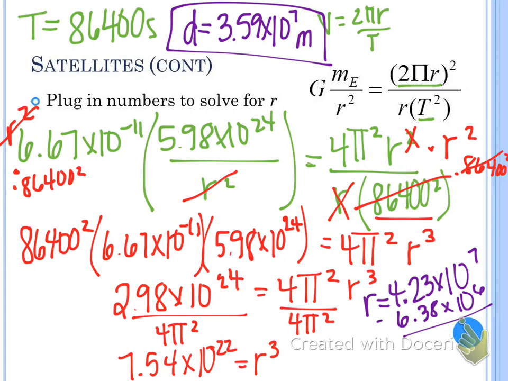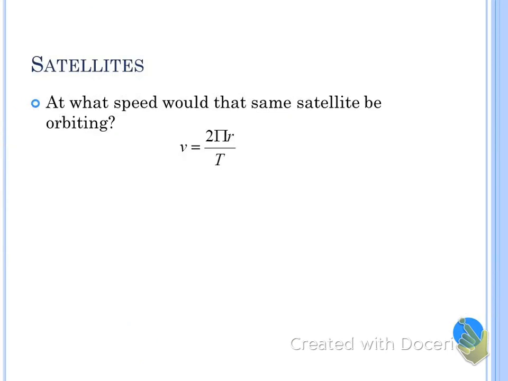So it takes a little bit of time, a little bit of work, a little bit of algebra skill, and like I said, I'm sure there's other ways to go about solving for that r, but that's how I do it. This asks us now, at what speed would the same satellite be orbiting? So we want to find velocity here for that particular satellite. We can use our simple uniform circular motion equation to find the velocity. So v equals 2 pi r over t.